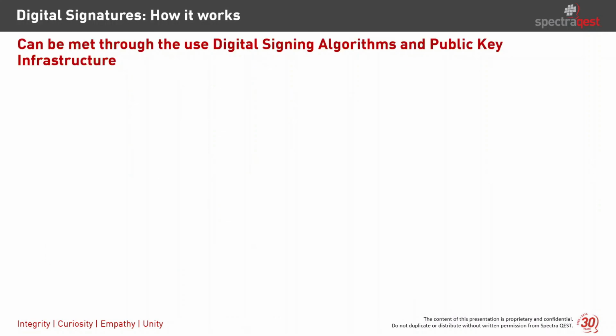So how do digital signatures work? Now, these stringent requirements for digital signatures can be met through the use of digital signing algorithms and public key infrastructure. And public key infrastructure works like this. We have a signer who has a document that they wish to sign and pass on to somebody else. And when they do pass that document onto their recipient, we want their recipient to have a high level of confidence that the document hasn't been tampered with and was actually signed by the person who it says it was signed by.